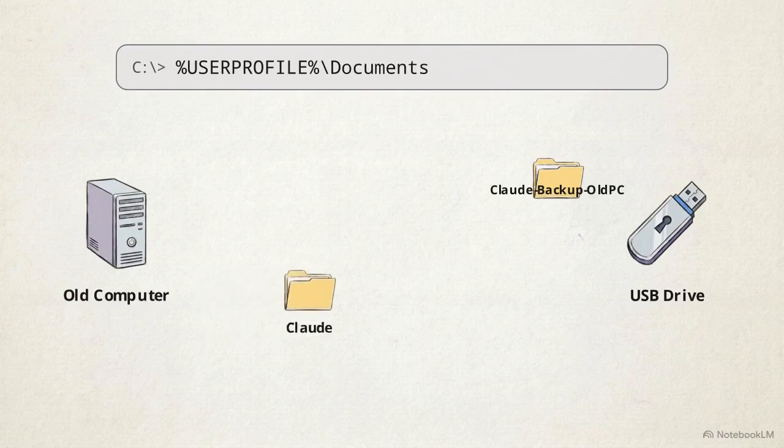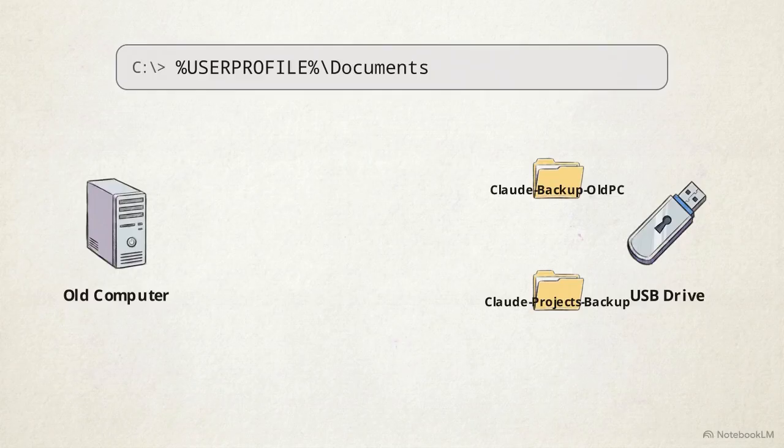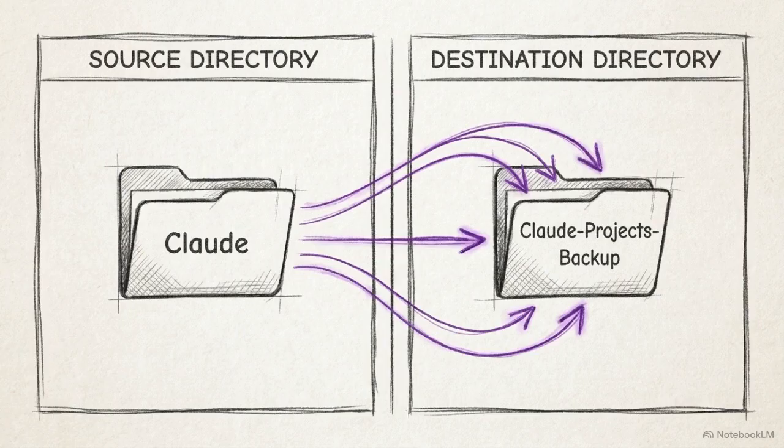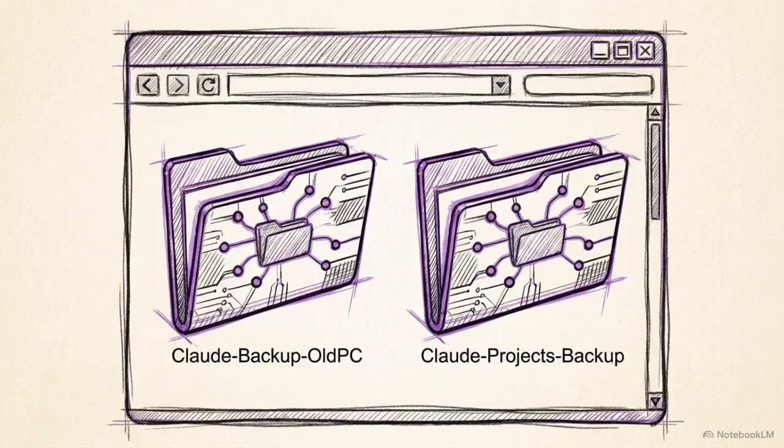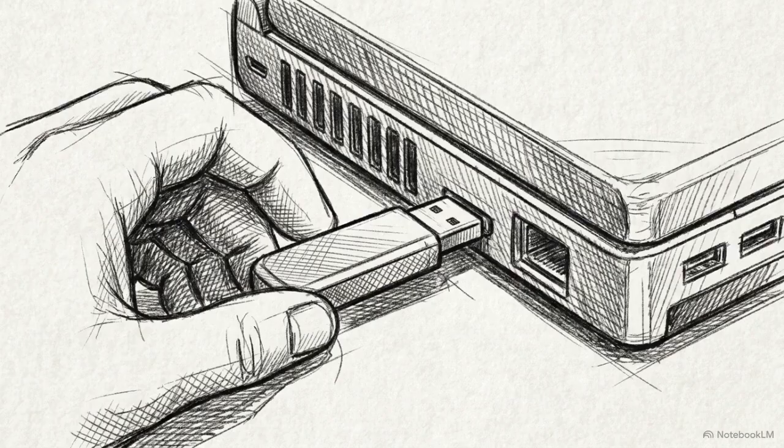Then type %userprofile%\documents for your actual work files. Find the Claude folder here, which holds your project documents and workspace settings, and copy it to your USB drive. Rename this second backup Claude Projects Backup. By copying both the app data configuration and the documents folder, you have secured the entirety of your local AI environment. You can now move the USB drive to the new PC.